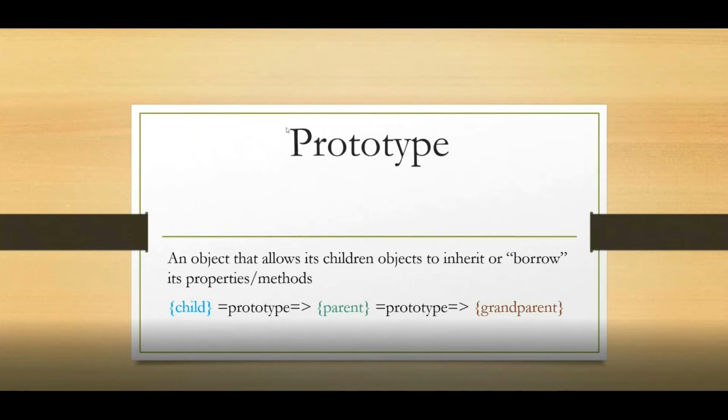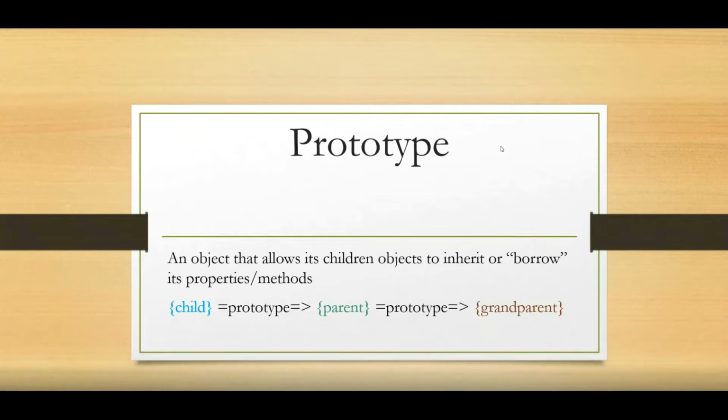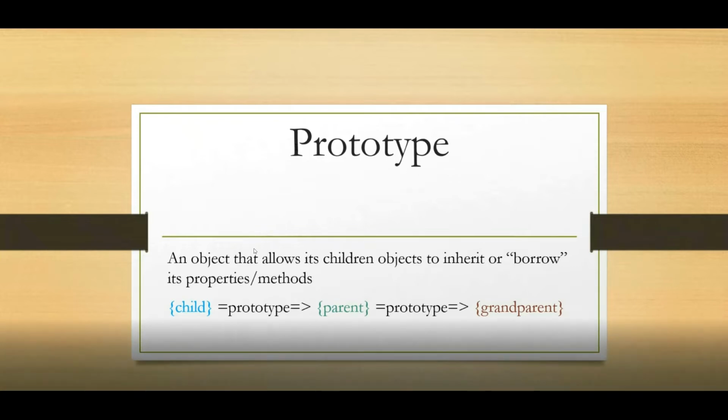Okay, guys, let's talk about what prototypes are. I know we have kind of mentioned them in the past, but we didn't really look at them, but now we will. Okay, in simplest terms, in JavaScript, a prototype is just an object. But it is a special object that allows its children objects to inherit or borrow its properties and methods.